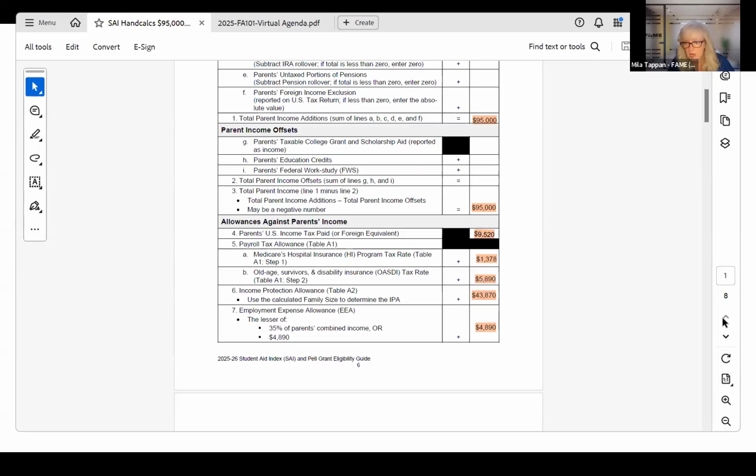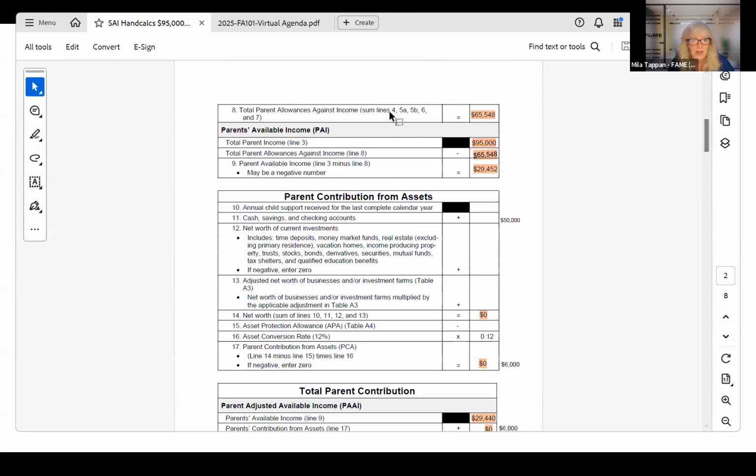We're going to add those up and carry those over to the next page. The parents' allowances against income total $65,540. This is the formula saying that money is not available to pay for higher education. That's going towards other things. So we take the parent income, we subtract out the allowances, and then we have what's called the parent available income. Now, this is not the SAI, just to be really clear.